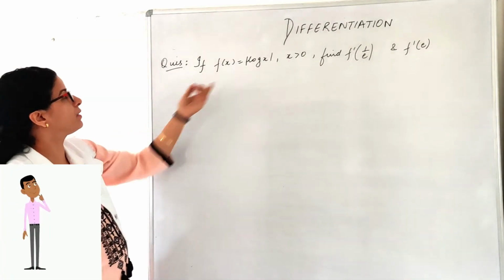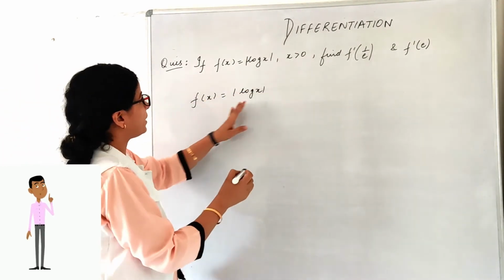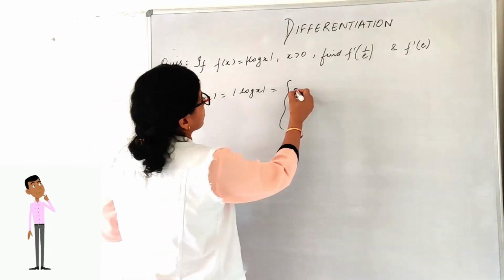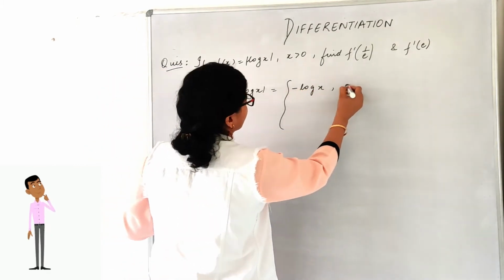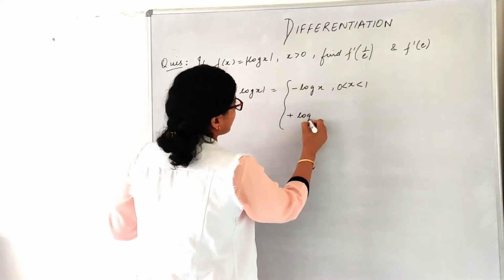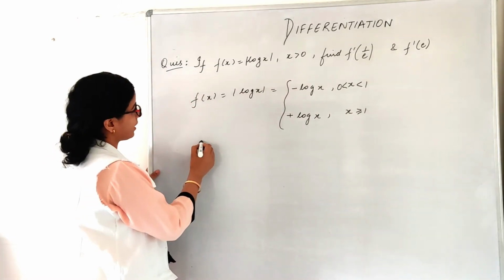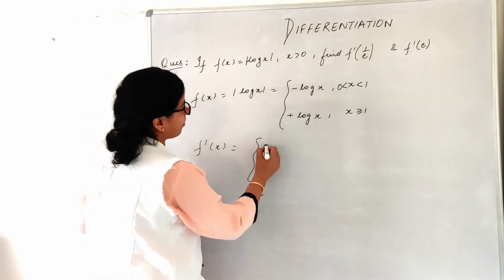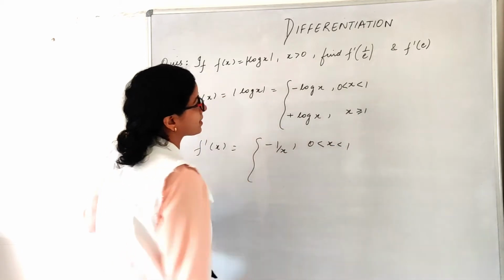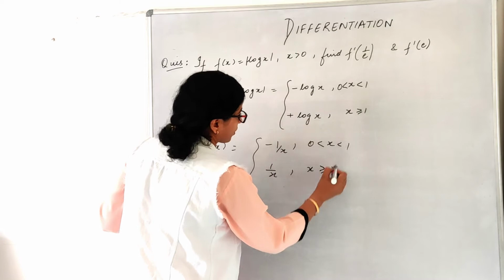Okay, so we have been given the function f(x) is equal to mod log x. Now we can define our function in such a way: it is minus log x when x lies between 0 and 1, and it is plus log x whenever x is greater than or equal to 1. Now let us check f dash x. It will become minus 1 by x whenever x lies between 0 and 1, and it is 1 by x when x is greater than or equal to 1.